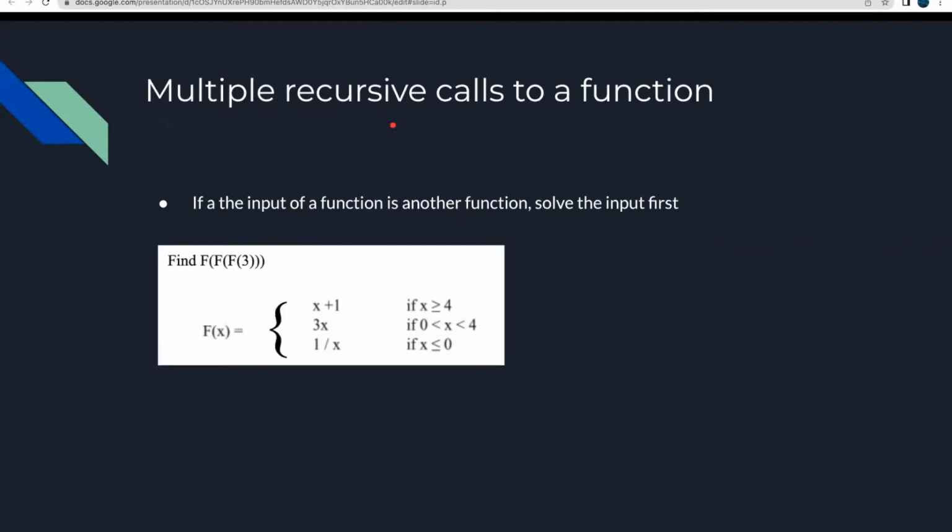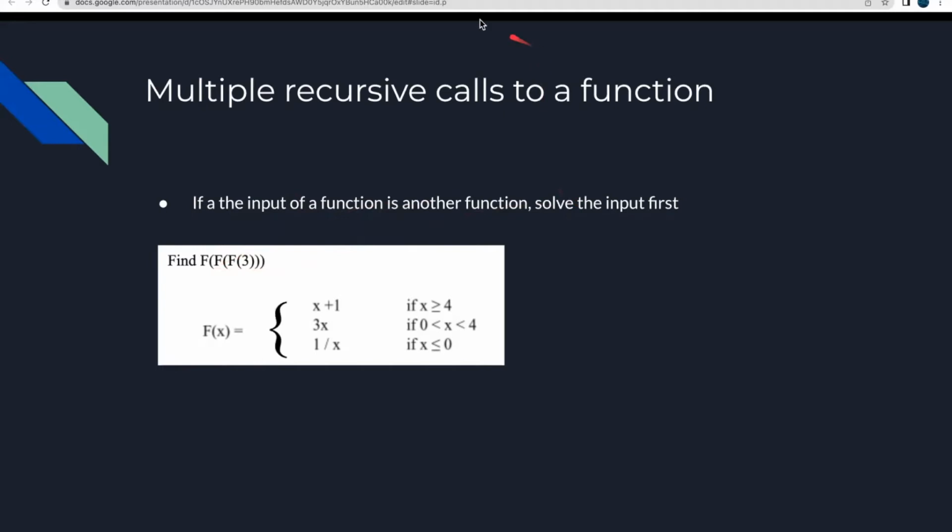Okay, another type of problem you might see is multiple recursive calls to a function. If the input of a function is another function, solve the input first. All right, we're gonna ignore the A.